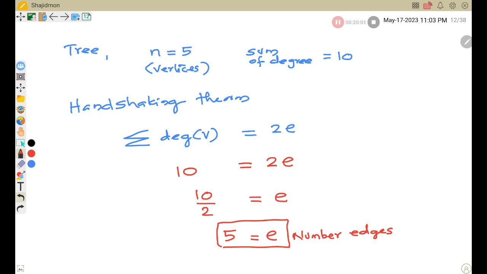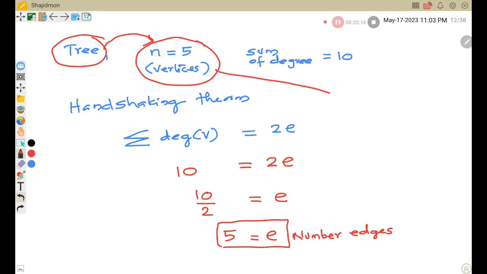Is it possible that the number of edges is 5? How many vertices do we have? 5 vertices. It is a tree, correct? In a tree, 5 vertices means how many edges should there be? Only 4. But here we are getting 5. It is not possible, correct? It is a contradiction. So a tree with this specification does not exist.